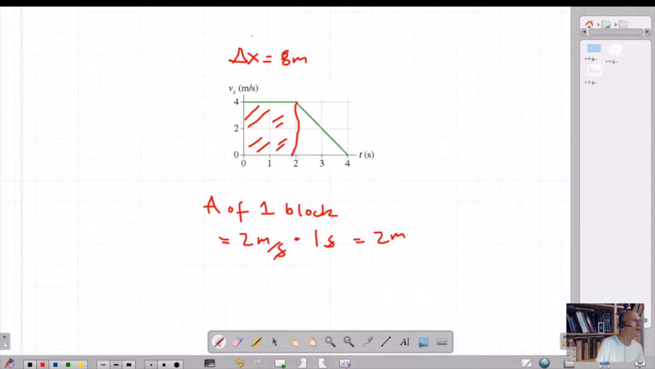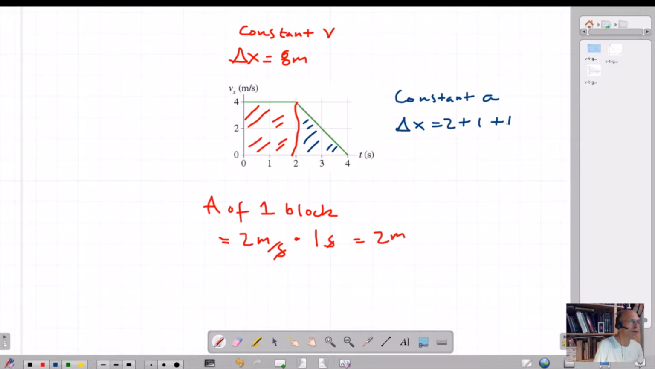And notice that the velocity is not changing, so that's constant velocity. Then, if I look at the triangular portion, well, I've got a 2 block. This is half a block, and this is half a block. So for the constant acceleration portion, the area, the displacement, must equal 2 plus 1 meters, or 4 meters. And this makes sense.